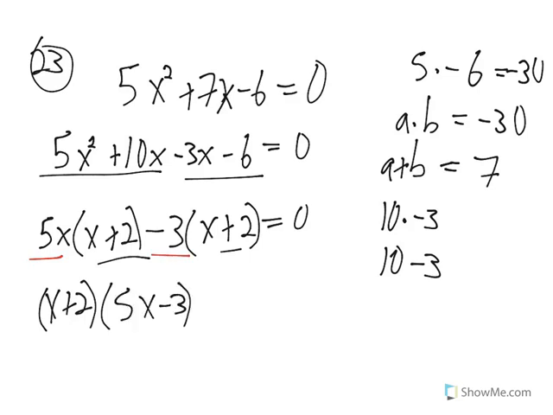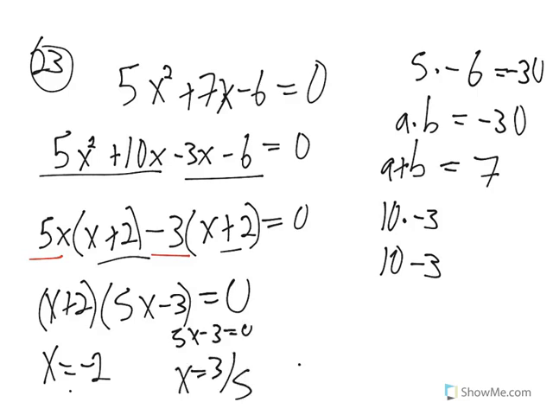So 5x minus 3. So we get x equals negative 2 from this first one. And if you solve 5x minus 3 equals 0, you get x equals 3/5. So our two solutions are negative 2 and 3/5.